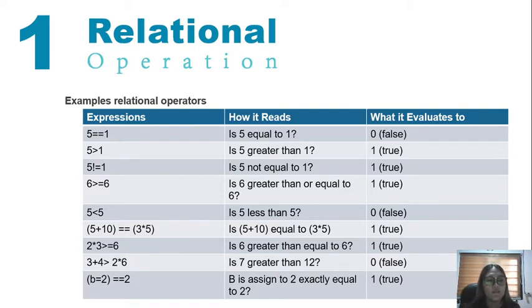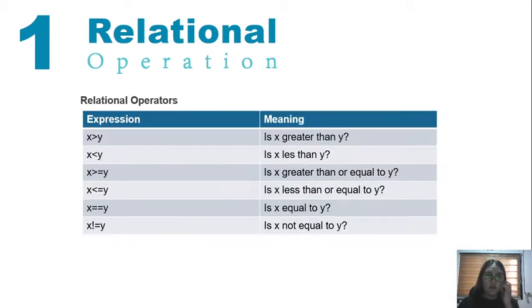So 3 plus 4 is greater than 2 times 6. That would be false because 3 plus 4 would be 7 and 2 times 6 would be 12. So 7 is greater than 12, so that is false. B is equal to 2. So B assigned 2 is exactly equal to 2, that would be true.